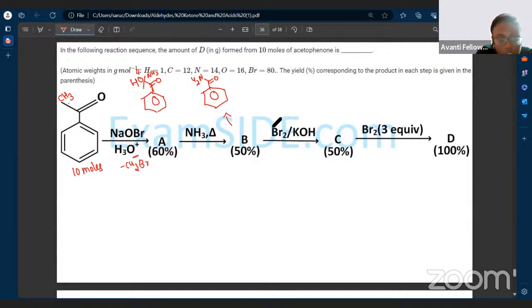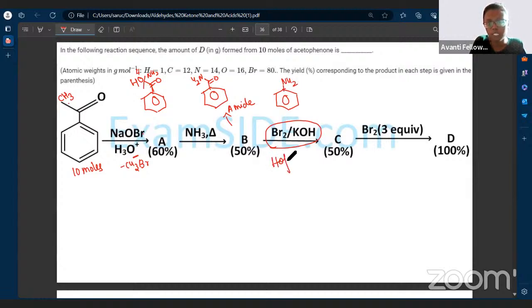And then you're going to react it with Br2/KOH. So when you react with Br2/KOH, what will happen? This is an amide, okay? Can you guess the name of the reaction, Br2/KOH? Hoffmann bromamide degradation. So one of the carbons will get removed. Okay, you're removing CO. Very good. So you'll be getting aniline as the product. So C is going to be aniline.